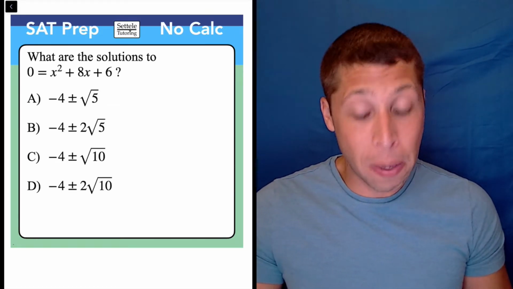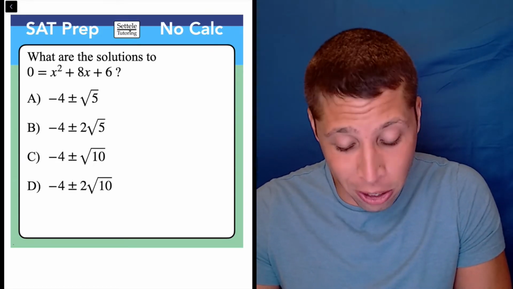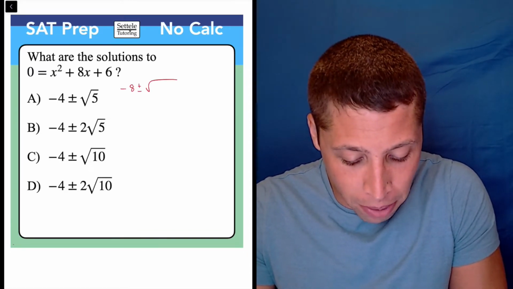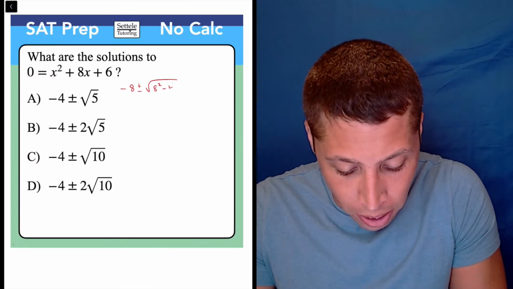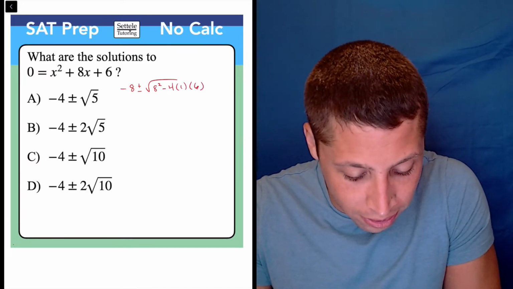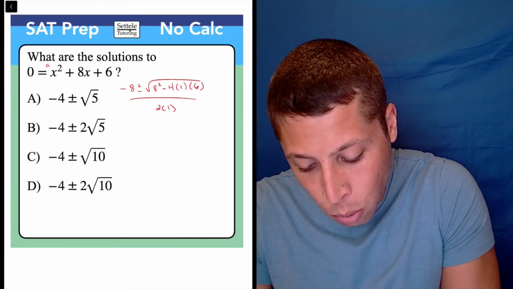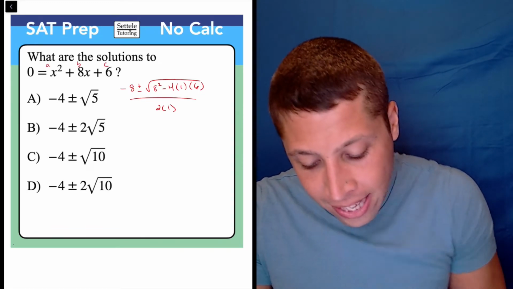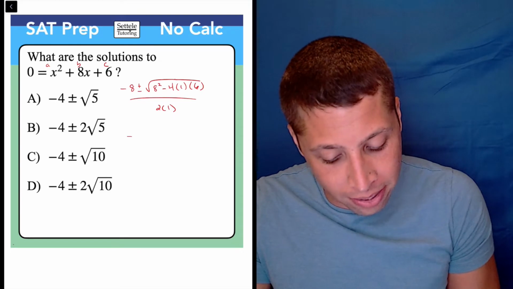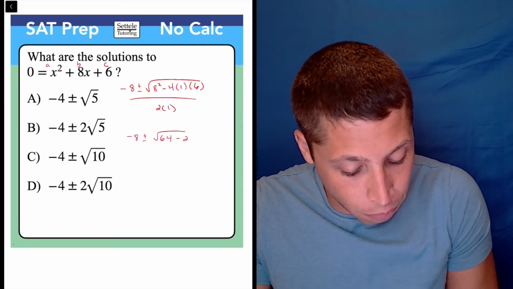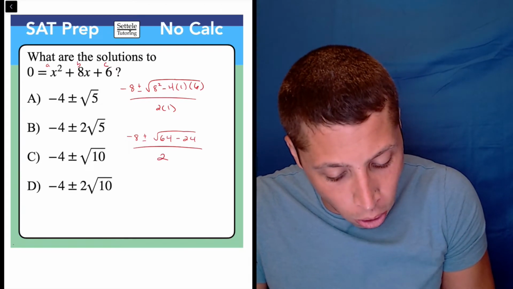So negative b plus or minus the square root of b squared minus 4ac all over 2a is going to give us the solutions. So that means negative 8 plus or minus the square root of 8 squared minus 4 times 1 times 6 all over 2 times 1, right? A is 1, B is 8, C is 6. Now I start the process of simplifying. So negative 8 plus or minus the square root of 64 minus 24 all over 2.